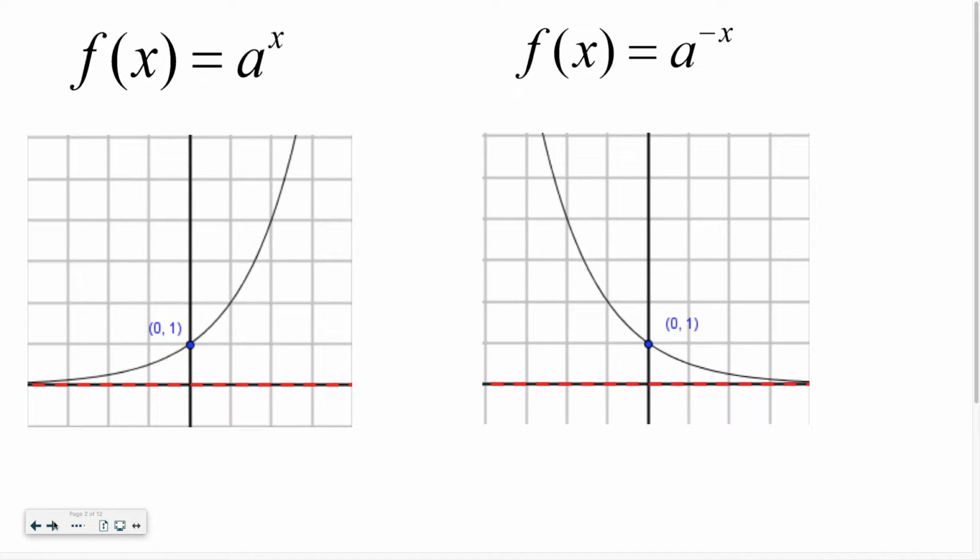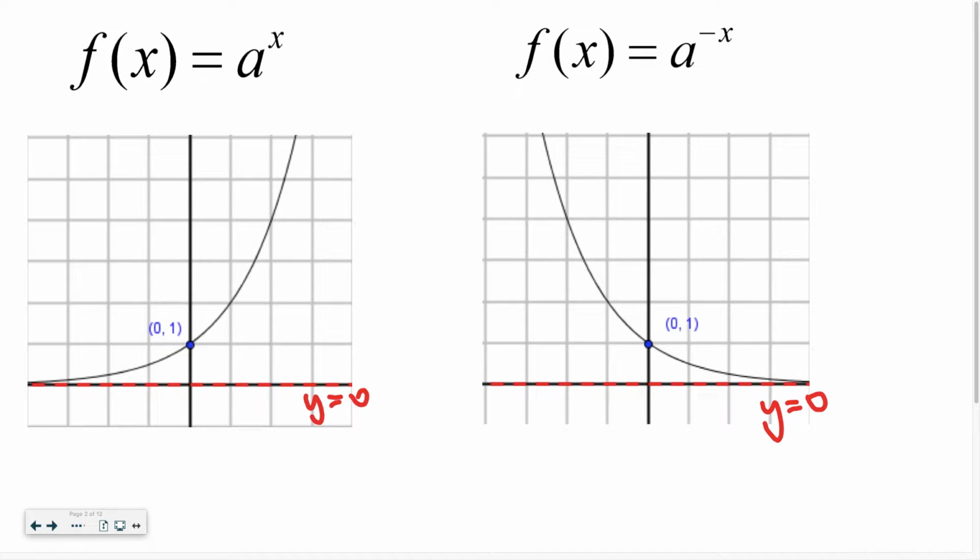Okay. I have this red dotted line right here. What is that? It is the x-axis, but what's on the x-axis? An asymptote. Y equals 0 is a horizontal asymptote for our parent function. Okay, yes, I did say parent function.